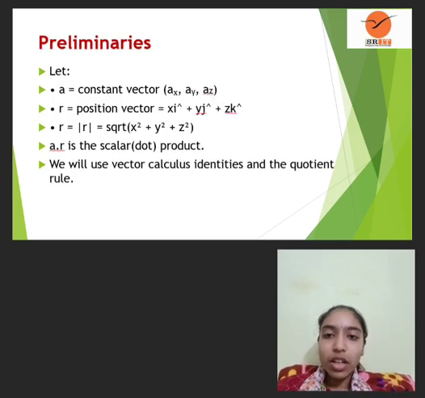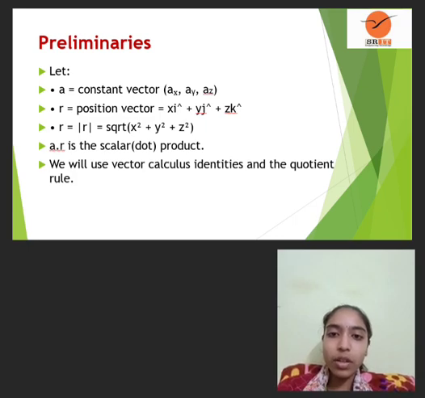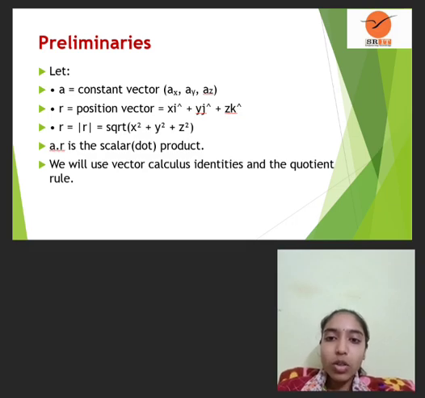Preliminaries. Let us consider a equals the constant vector, that is a_x, a_y and a_z. r equals the position vector, that is x i + y j + z k. r equals mod r equals square root of x squared plus y squared plus z squared. Here a·r is the scalar dot product. We will use vector calculus identities and the quotient rule.